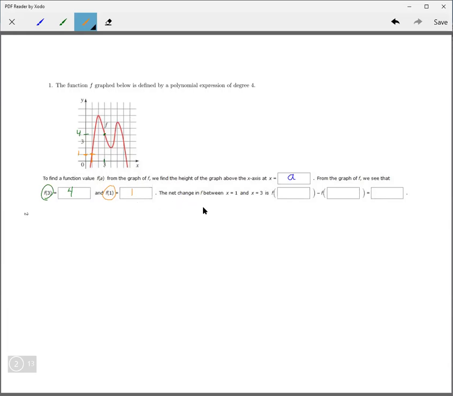Okay, the net change in f between 1 and 3, as you go from 1 to 3, is going to be f of 3 minus f of 1, which is 4 minus 1, so that's 3. So the net change going from a to b is f of b minus f of a.